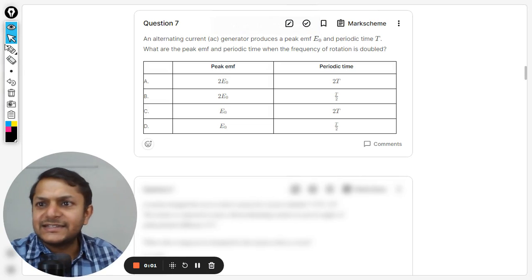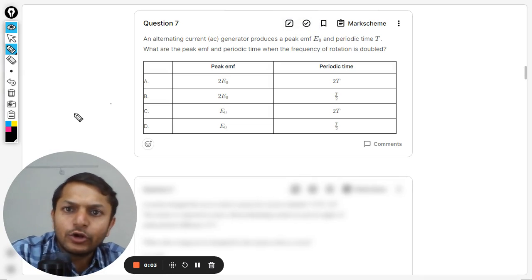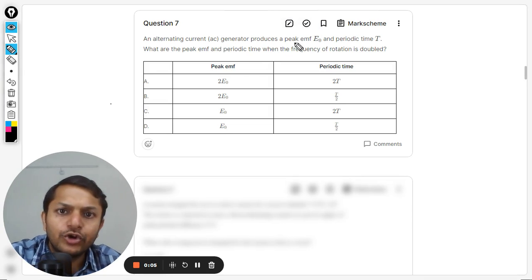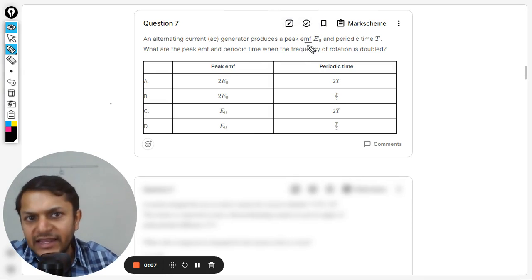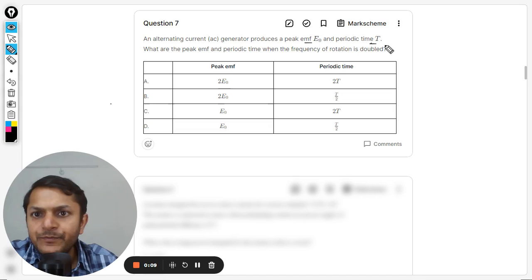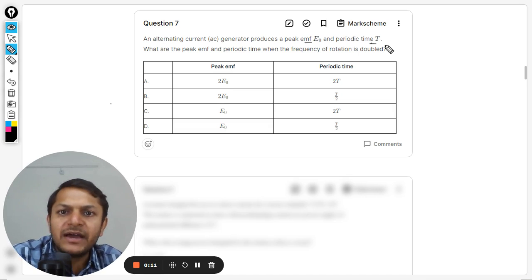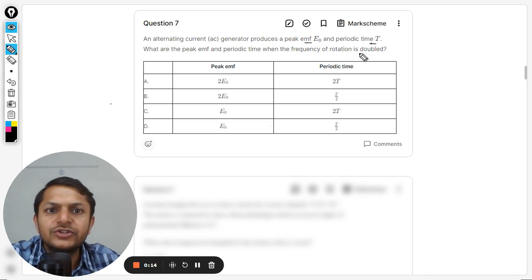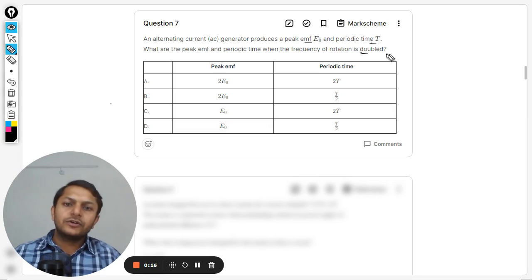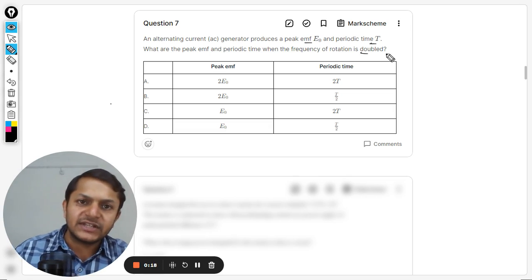Okay, dear students, let us see what is there in this question. An alternating current AC generator produces a peak EMF of E naught and the periodic time of T. What are the peak EMF and periodic time when the frequency of rotation is doubled? Okay, so the frequency is doubled and we want to understand this.